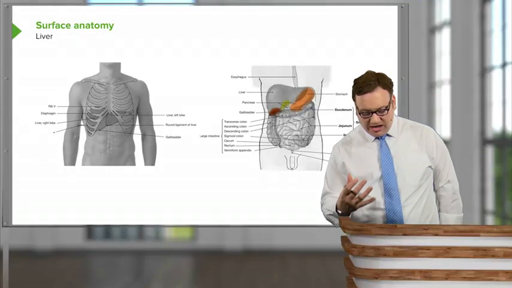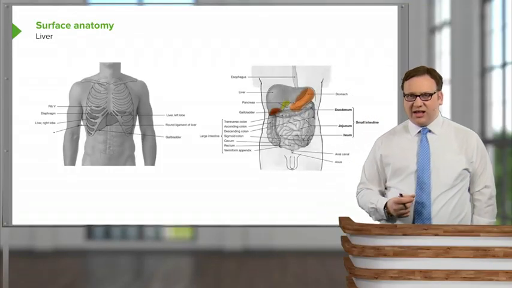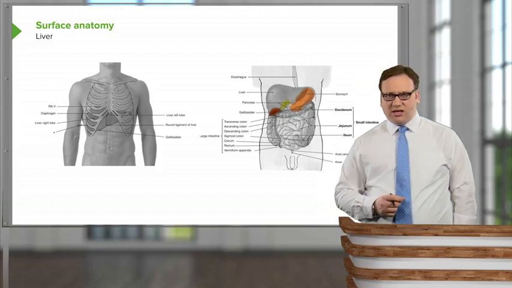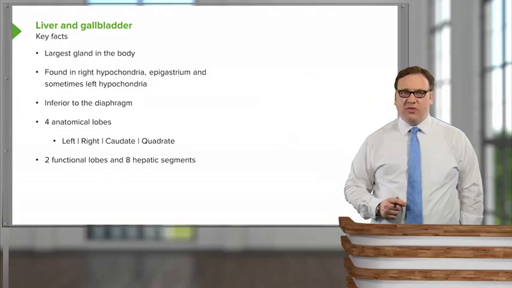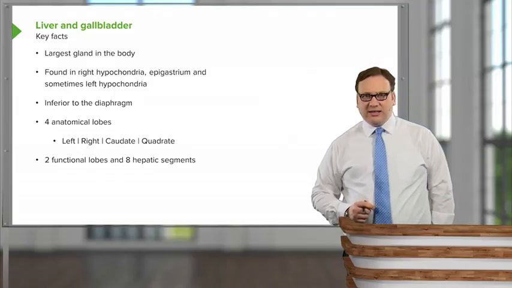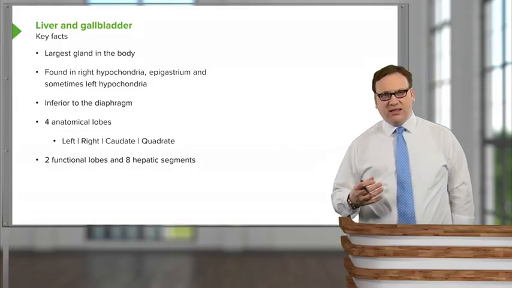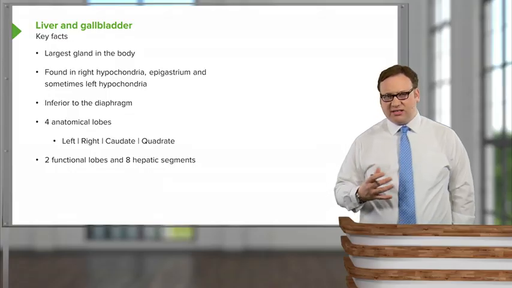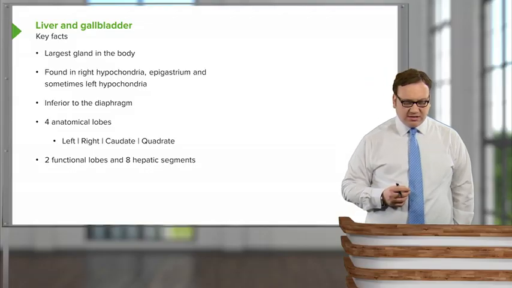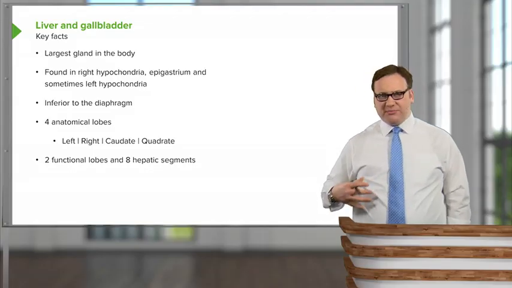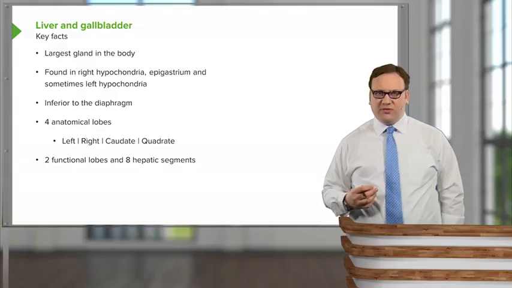So the liver, this very large gland sitting directly underneath the right dome of the diaphragm, mostly in this right upper quadrant of the abdomen. As I've mentioned, it's the largest gland in the body, and it's positioned in the right hypochondria, the epigastrium, and sometimes the left hypochondriac regions. It is inferior to the diaphragm, specifically the right dome of the diaphragm.